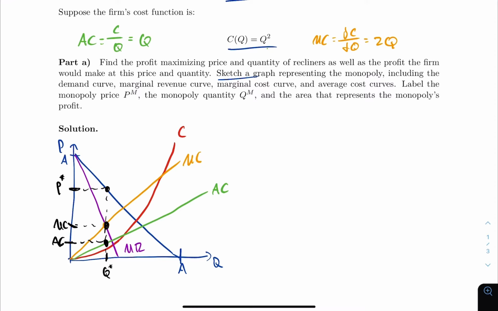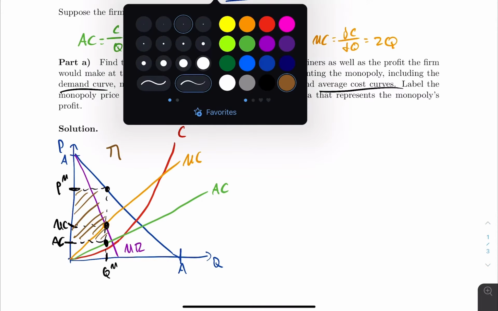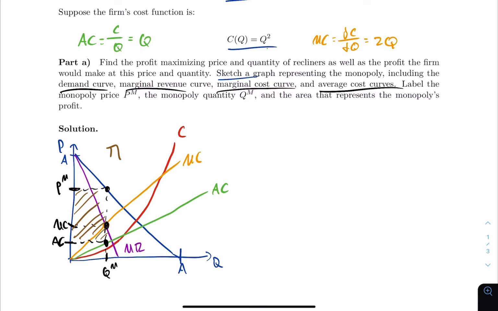We have the demand curve, we have the marginal revenue curve, we have the marginal cost curve, and the average cost curve. So we're asked to label this with PM and QM, so we have M and M. And let's just go ahead and label the profit, which, do this in brown, that's the profit. Okay. So we're asked to actually go ahead and find the profit maximizing price and quantity.